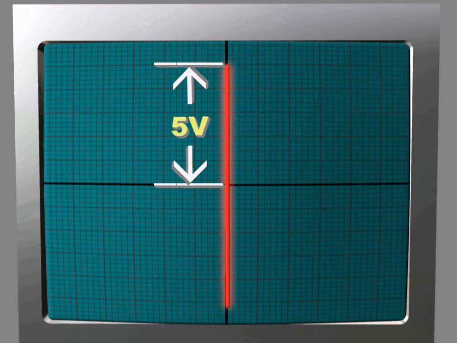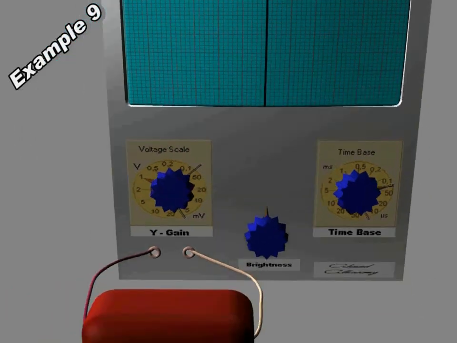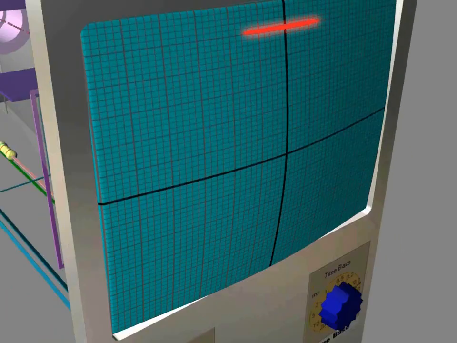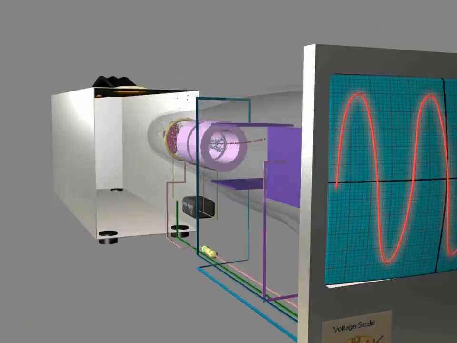Now the last example, number 9. The AC voltage is still applied on the Y plates through the Y input. But now we will turn on the time base button. This will change the signal to take the sine wave shape. This is because the up and down deflection caused by the AC on the Y plates is accompanied by the horizontal deflection across the screen caused by the X plates. This will be seen on the screen as a wave.